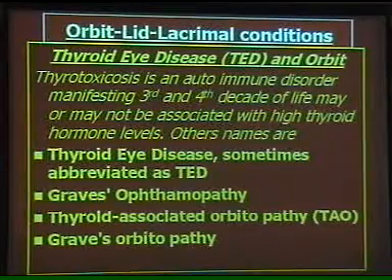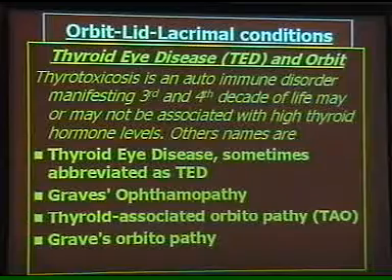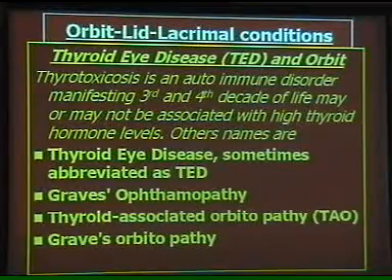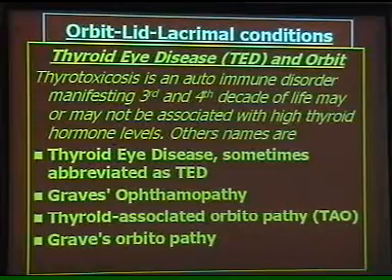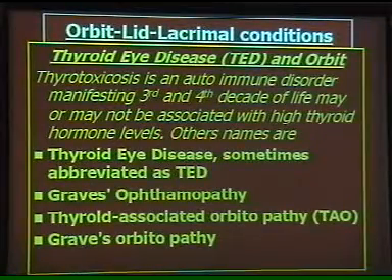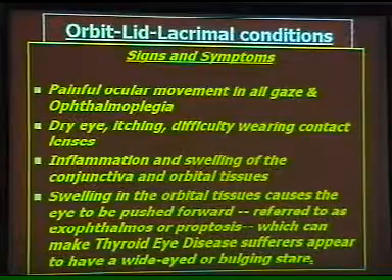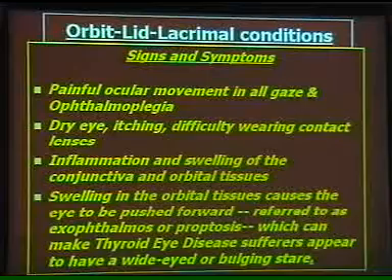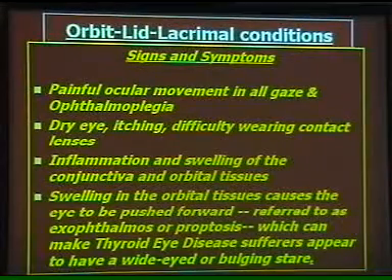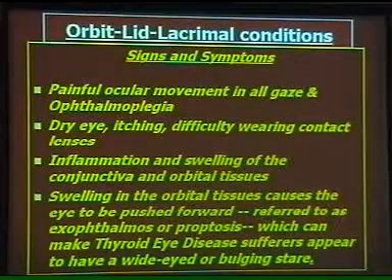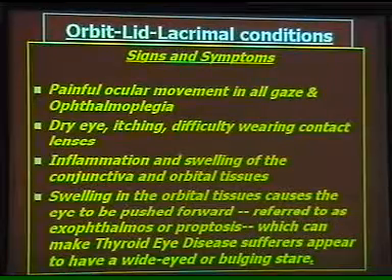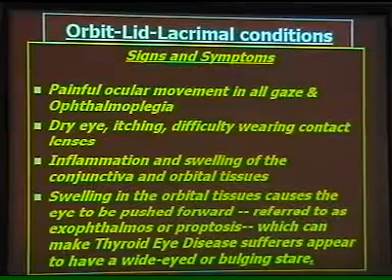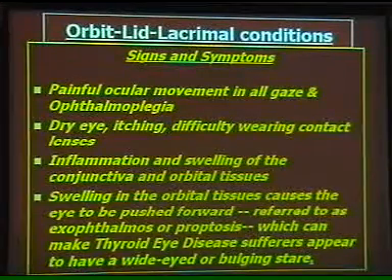Now thyroid eye disease, a common feature in our outdoor clinic, has got a number of names. You can read here: thyroid eye disease, Graves ophthalmopathy, thyroid associated, and so forth. Now the presentation of thyroid eye disease is that it's a gradual, slowly progressive bilateral proptosis, number one, and number two, restricted ocular movement.